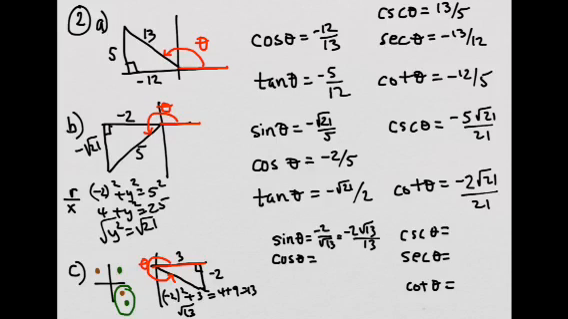Cosine theta is x over r, 3 over square root of 13. So that would be 3 square root of 13 over 13. Tangent was given to you. Cosecant, reciprocal of sine. So that's negative radical 13 over 2. Secant theta, reciprocal of cosine theta. That would be radical 13 over 3. And cotangent theta, reciprocal of tangent theta, negative 3 over 2.